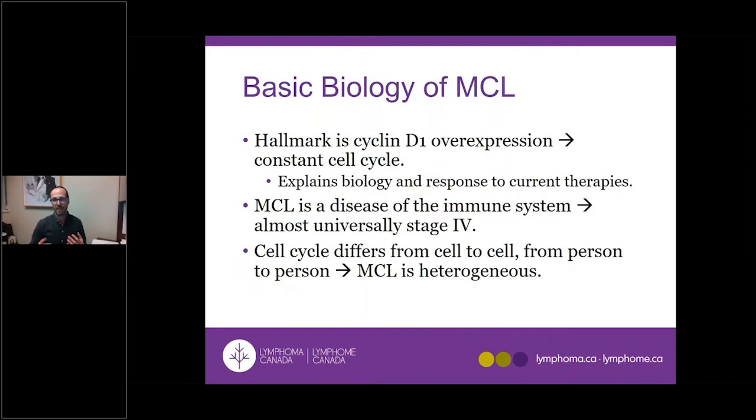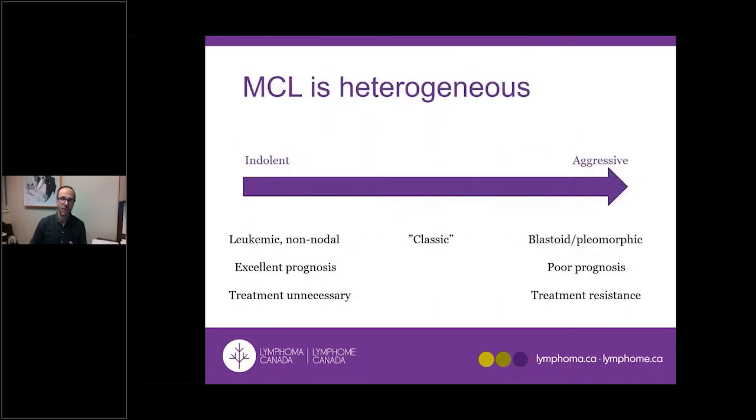And hopefully you can appreciate that cell cycle differs from cell to cell, from person to person. And that means that no two patients with mantle cell lymphoma have the same disease. In fact, mantle cell lymphoma is an extremely heterogeneous disease. And this is something I really like about treating mantle cell lymphoma, is that every person is completely different. So the way to think about the biology of mantle cell lymphoma, kind of at a broader level, is a spectrum.